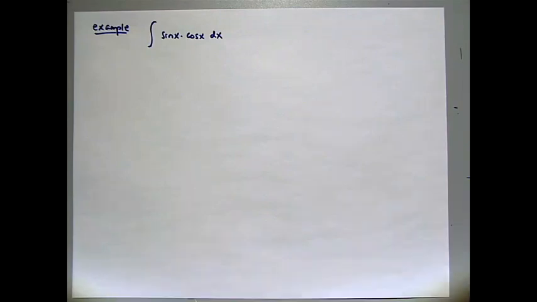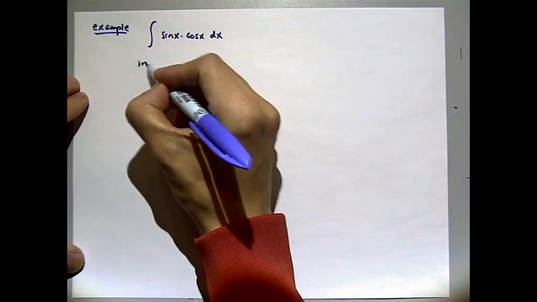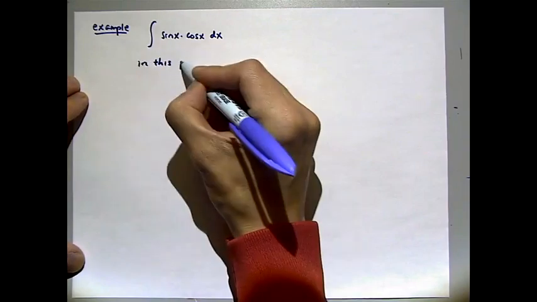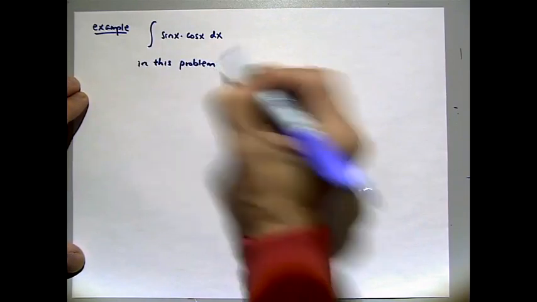Let's start. What would be an appropriate choice of u? Sine of x. Is that the only choice? Could I have used u as cosine of x? In fact, yes. And we'll work through both of these.